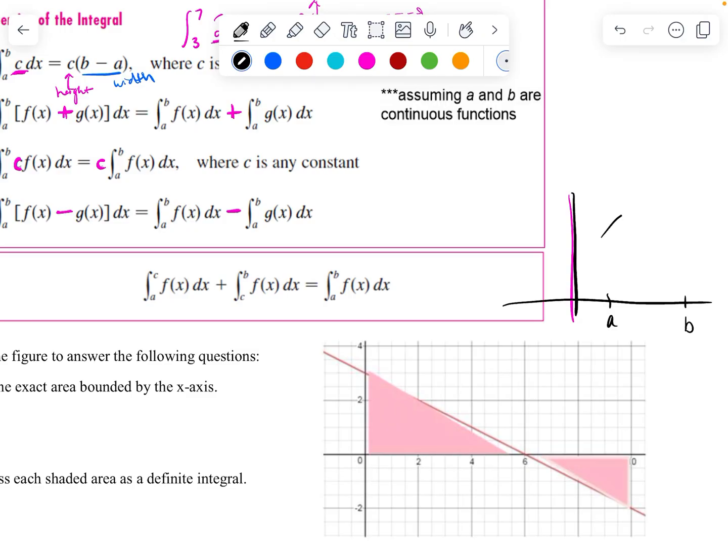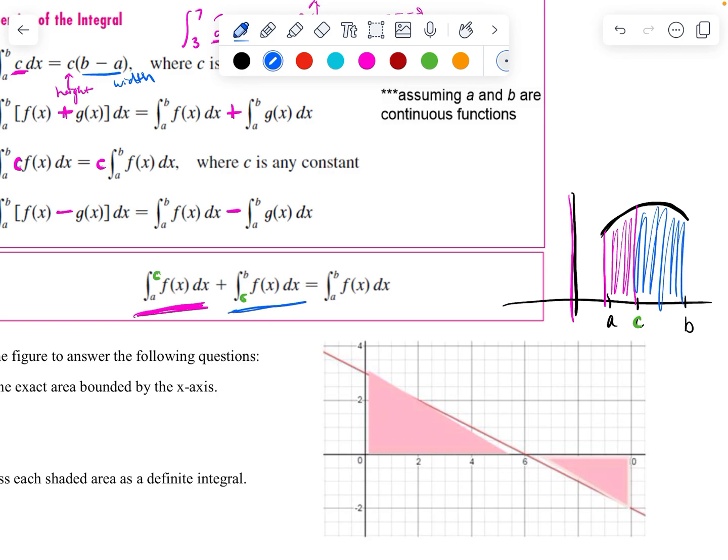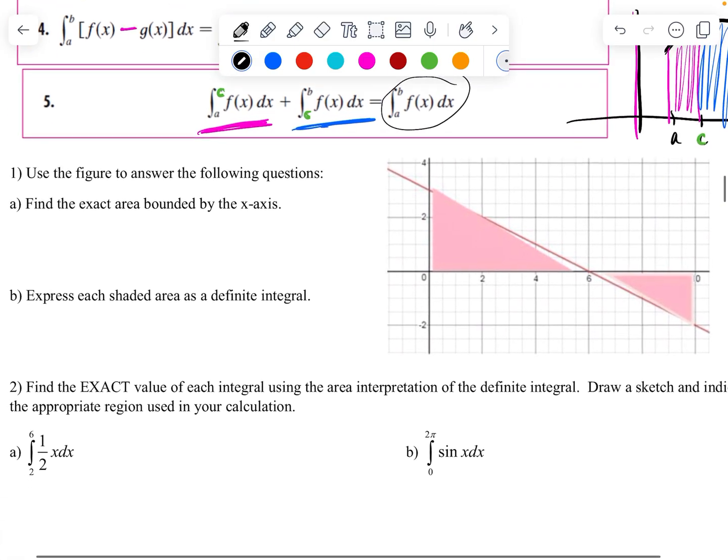Okay, this last one down here is, say you have A to B, and then you're finding the area under this curve. So if this is some value C, here's your C, you can break up integrals, like find the area from A to C, and then find the area from C to B, and that'll give you the full area. So that'll give you the whole thing if you were to go from A to B.